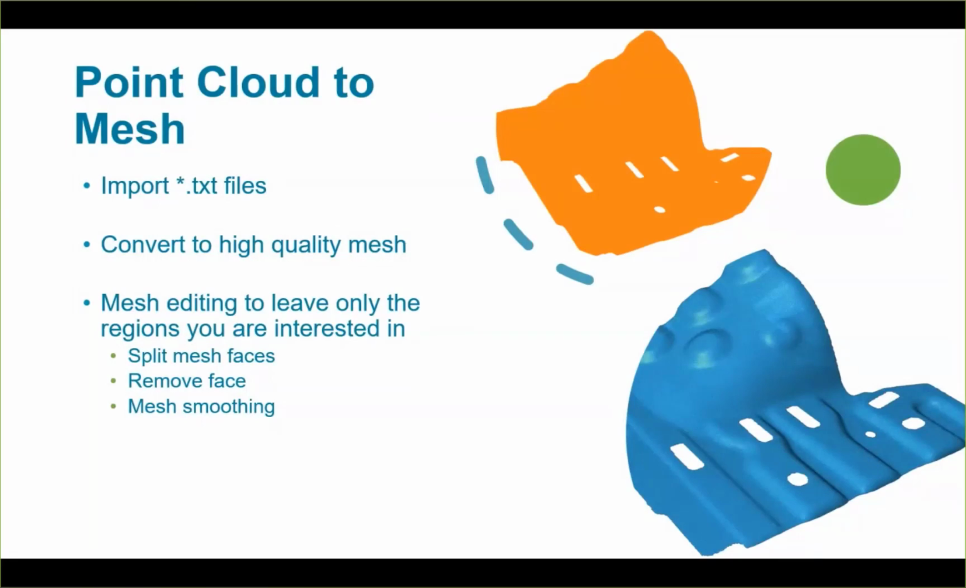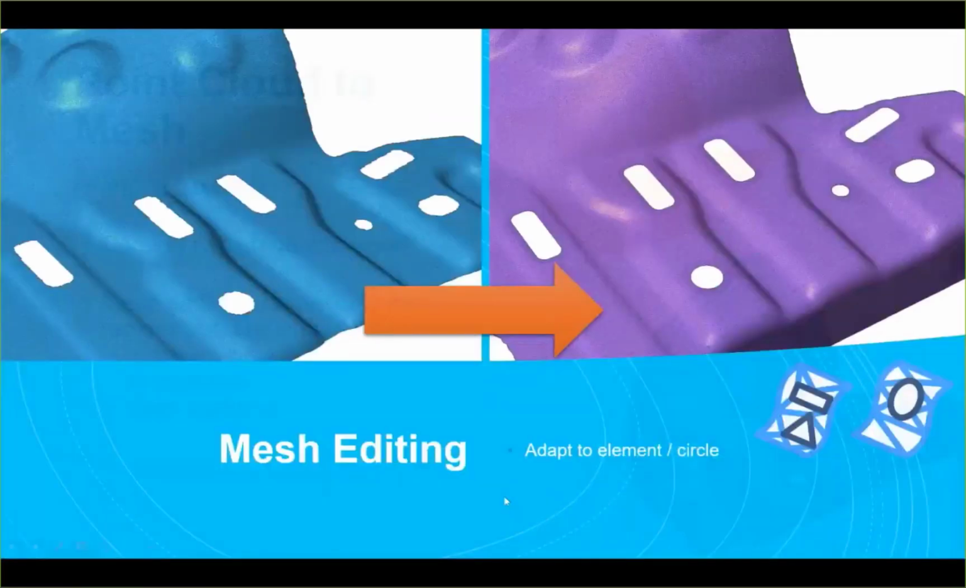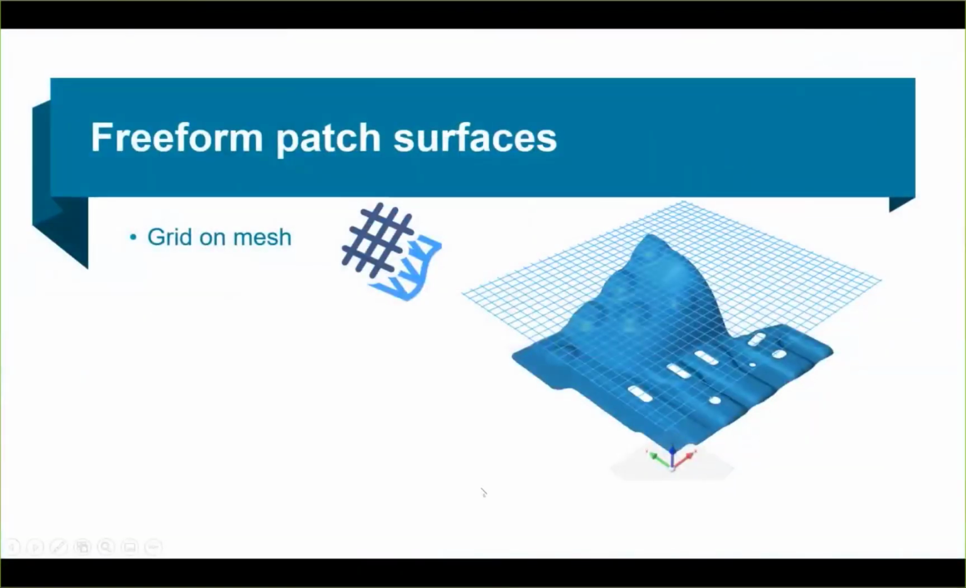Then I'm going to do a few different things because I want to just take the top skin and create a surface and create some nice features out of these holes and slots. So I'll do some mesh editing. Okay, so we've got two dedicated commands currently, which are adapting the mesh to features. And then I'm going to create a patch surface. The method for doing this is to create a grid on your mesh, and we've got an automatic tool for doing this.